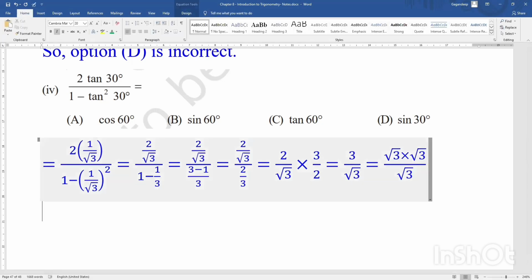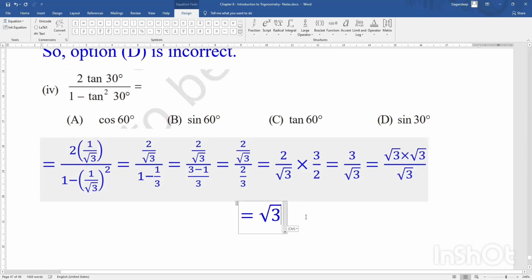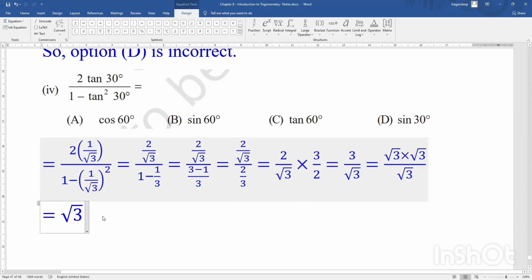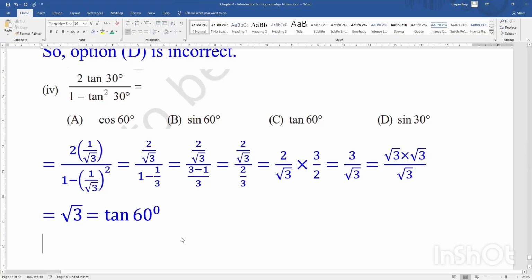So we can write it here, it's equal to. And what is root 3? Root 3 is nothing but tan 60. So I can write it as tan 60. So we have option C as the correct answer.